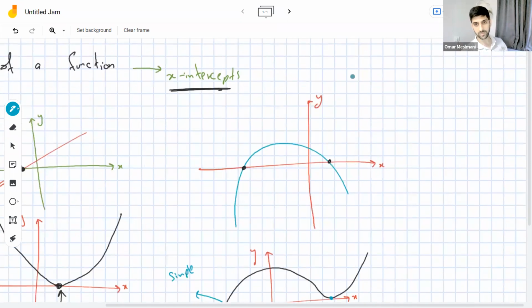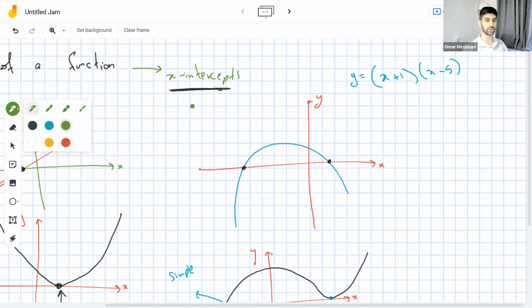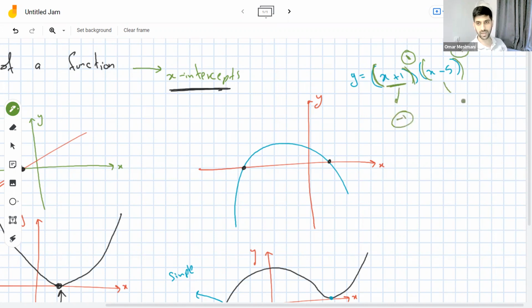As an example, when you have y equals (x + 1)(x - 5), we have bracket number 1 and bracket number 2. What is the power of these brackets? The power is 1 in each. If you set it equal to 0, I'm going to say that -1 and +5 are simple zeros. So the function f(x) has a simple zero at -1 and a simple zero at +5.